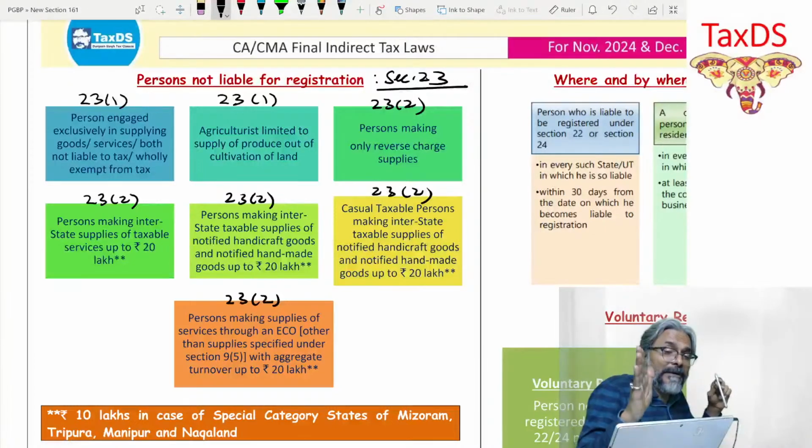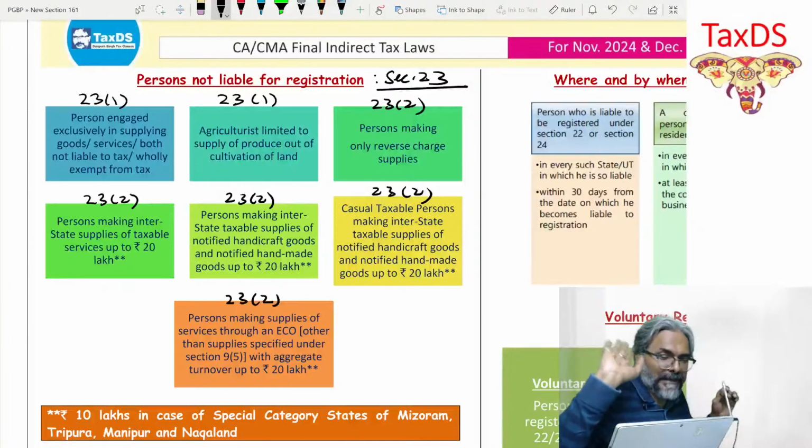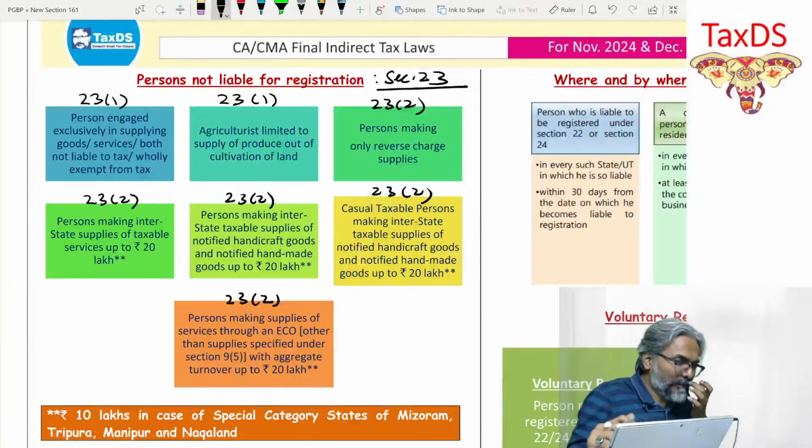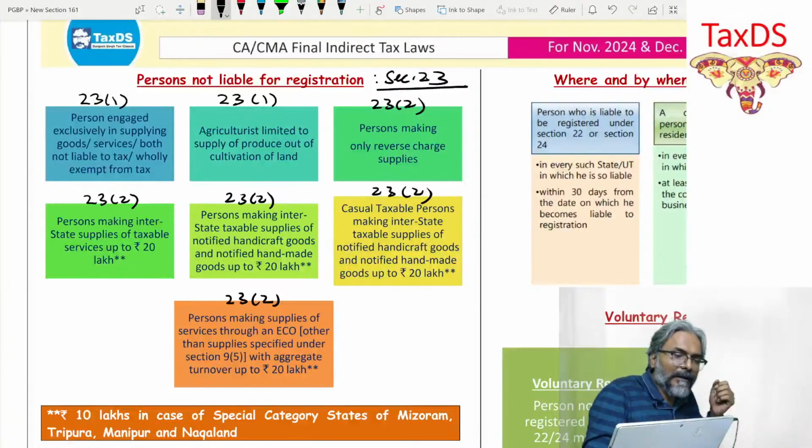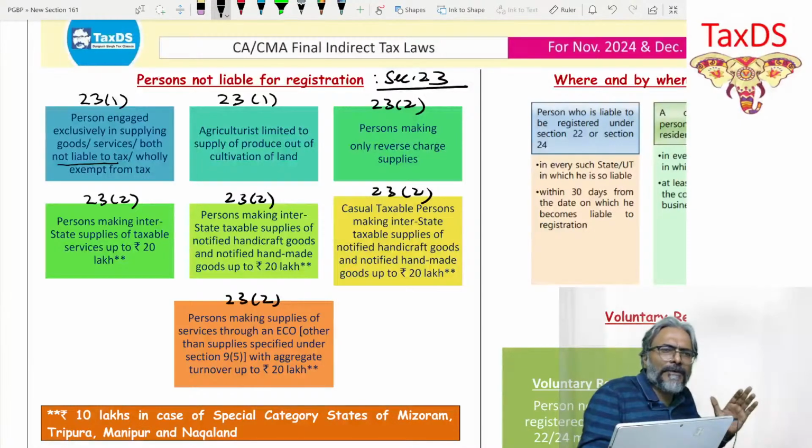Whatever monetary limit we are getting is from 23(2). That is the point. Anyway, let's have a look, students. 23(1) talks about the case where you are not liable to tax for any reason. Why are you not liable to tax? Well, I'm doing only exempt supply, or my liability is not subject to GST. Whatever the reason, students.